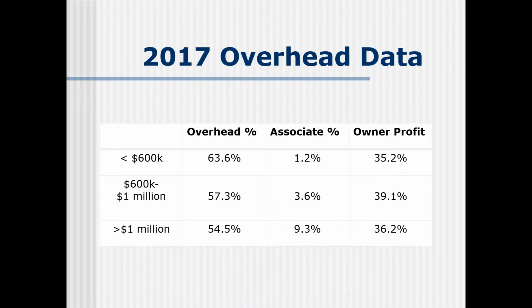Okay, and then just to look at one more piece of information, the smaller practices ran at, as I said, 63.6% overhead. They paid 1.2% on average to associates. So the smaller practices made 35.2% of each dollar collected. The mid-sized practices paid 57.3% of their collections on overhead, 3.6% on associates. So they made 39.1%. And the $1 million practices at 54.5%. They paid more on average for their associates because they're bigger practices and they need associates to do the work. So they paid 9.3% of their collections on average to the associates. So they made 36.2%. So the mid-sized practices had the highest profit to the owner, but the largest practices had the largest dollar profit per owner.